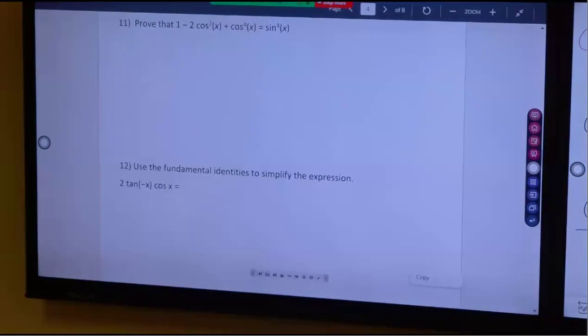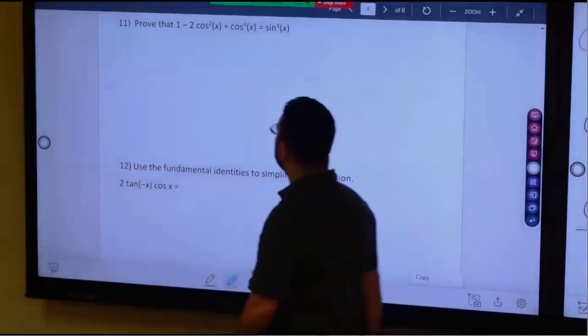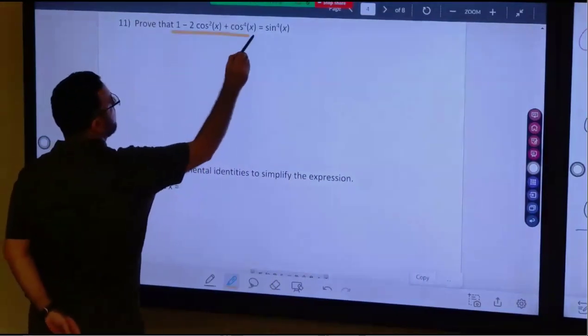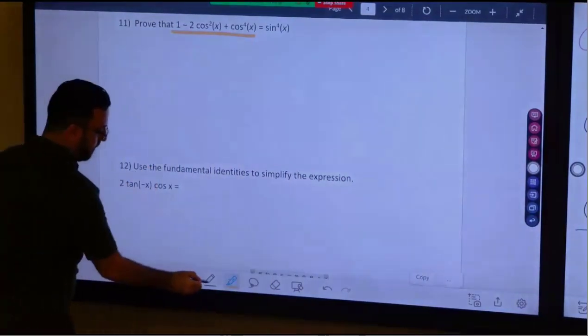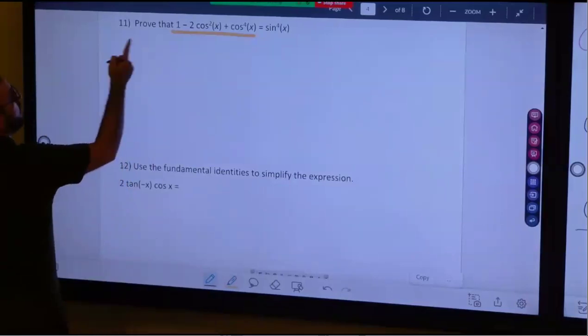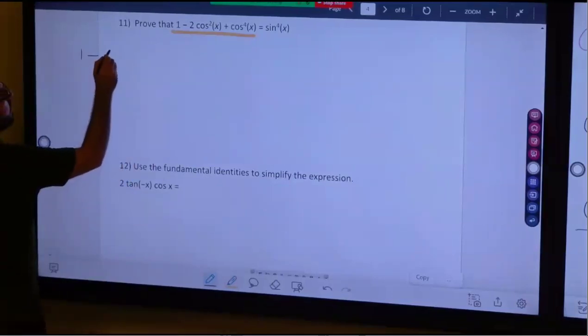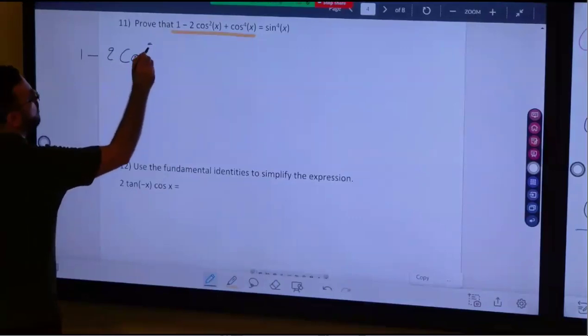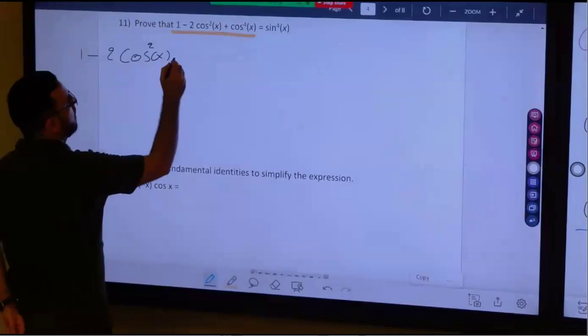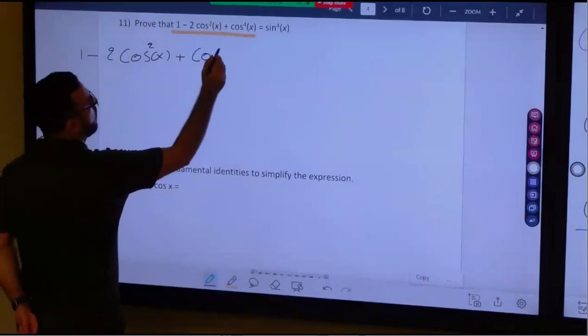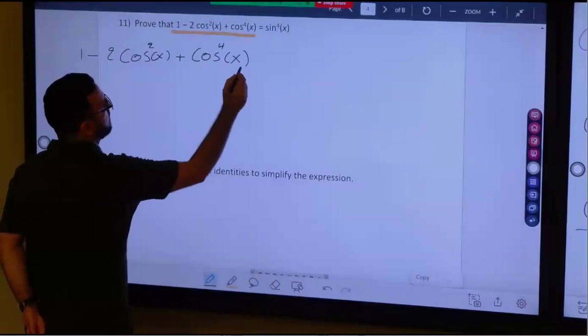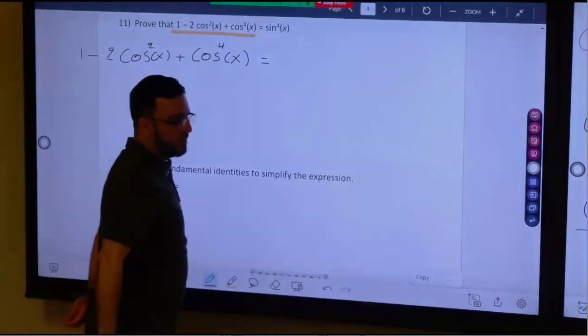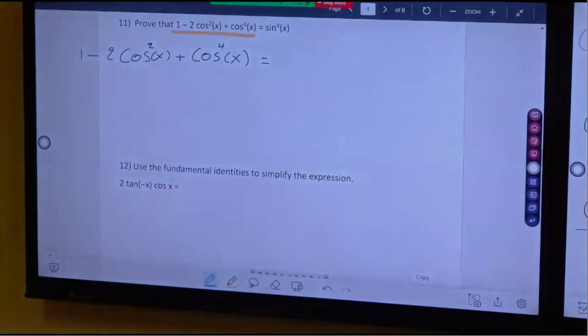They're telling you to prove that, that means I have to start with this side, and the result is going to be equal to the right side. The left side is 1 minus 2 cosine squared x plus cosine to the power 4 x. He gave you the key, but she doesn't know how to use it.